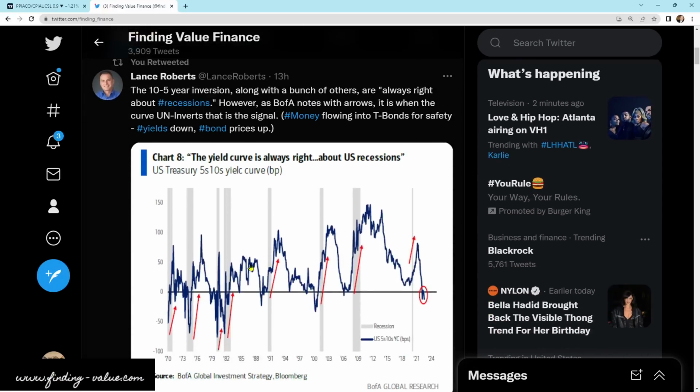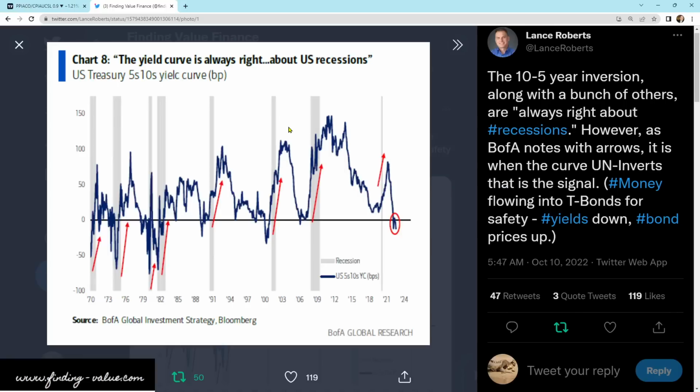Now, here's the 10 and 5 year inversion. And a lot of people talk about the yield curve and when it inverts. And what they say is it's always right about recessions. However, B of A notes with arrows, it is when the curve uninverts that is the signal. So here's the curve. This is the yield curve, always right about US recessions. When the curve uninverts, where the red arrows are located, that is when you start to see problems.